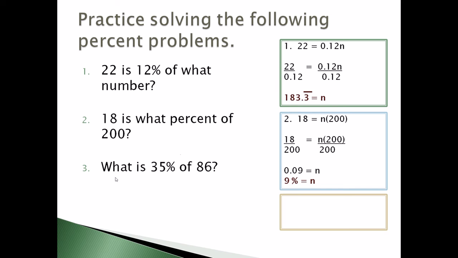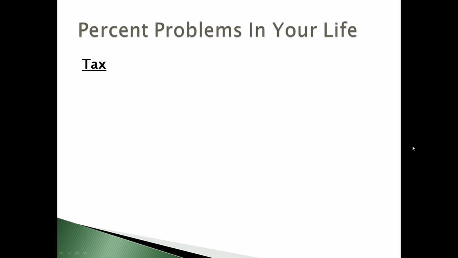All right, last one. This is my favorite one. What is, so n equals 0.35 times 86. Is n alone? Yes. So just multiply 0.35 times 86. Woohoo! And you have 30.1. All right. Now these are the easy ones. Now let's talk about percent problems in your life.